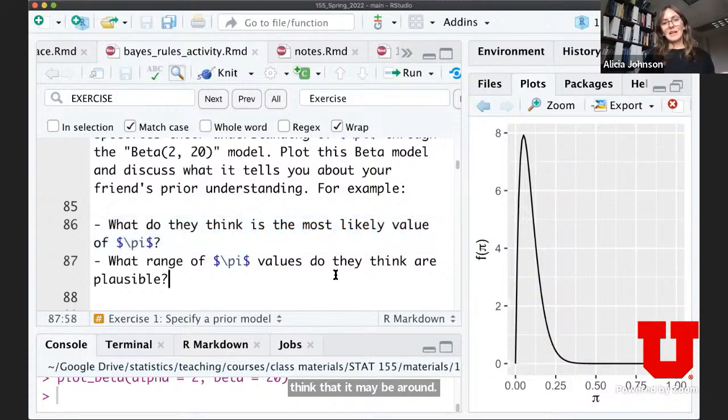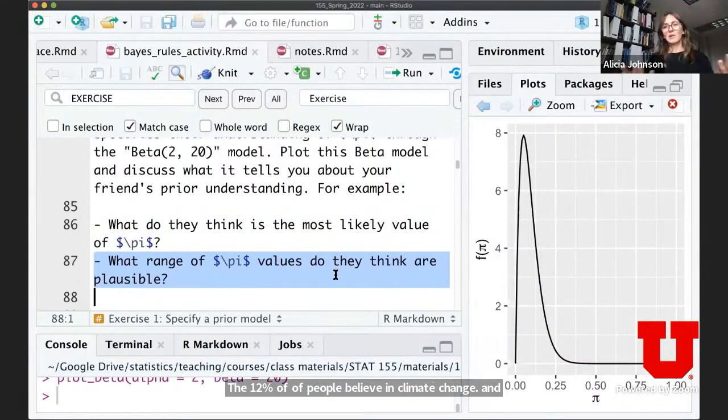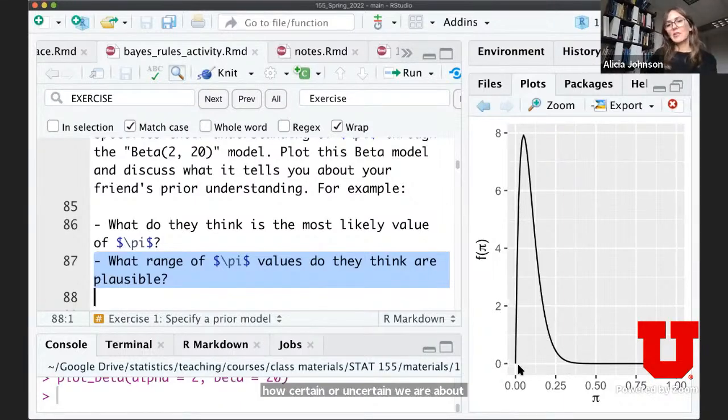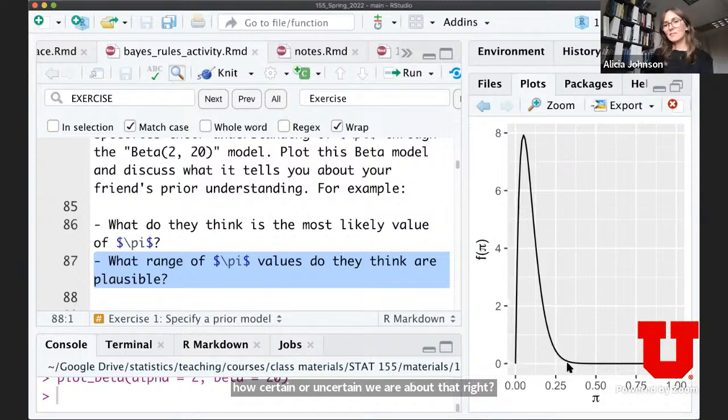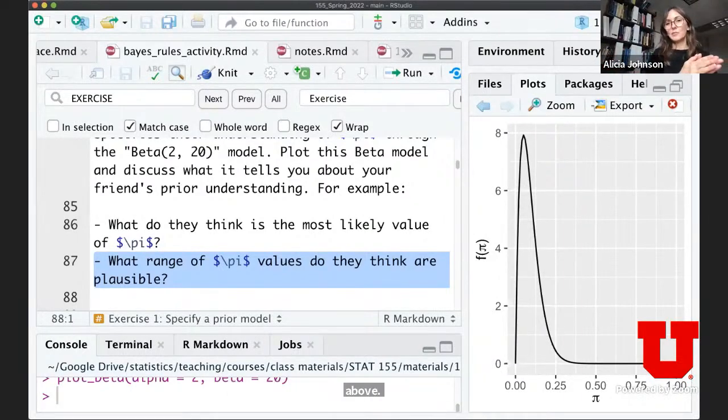And that's just one guess of what I think is typical. But the other role of a prior model is to reflect how certain or uncertain we are about that. In this case, if we look at the range, the prior model drops off a little bit above 25%, and the model goes to 0. That basically says your friend does not think it's very likely that pi is 0.25 or above. Or in other words, they're pretty confident that under 25% of people believe in climate change.